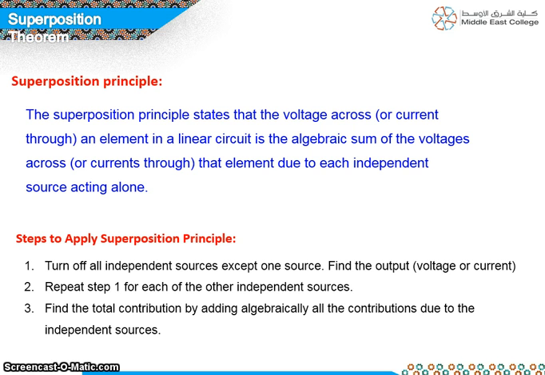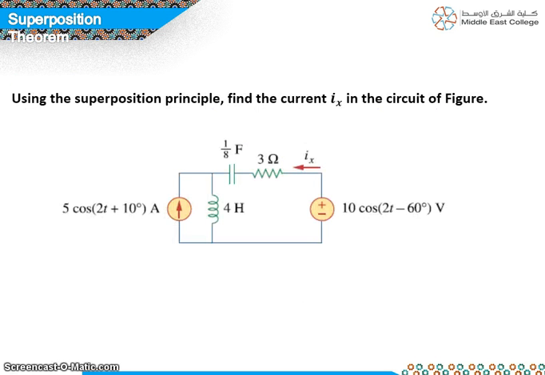So this example is for an AC circuit. Let us take this circuit. See, we have two sources. One is a current source and another one is a voltage source. We have to find the current Ix.